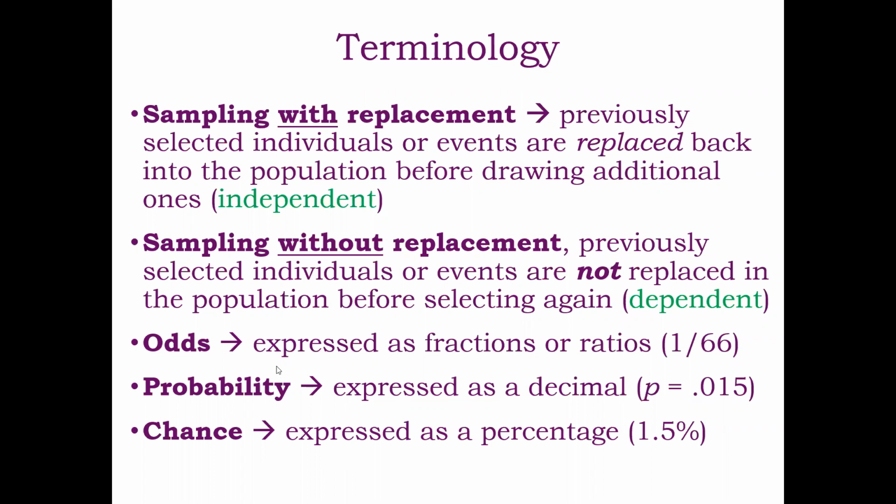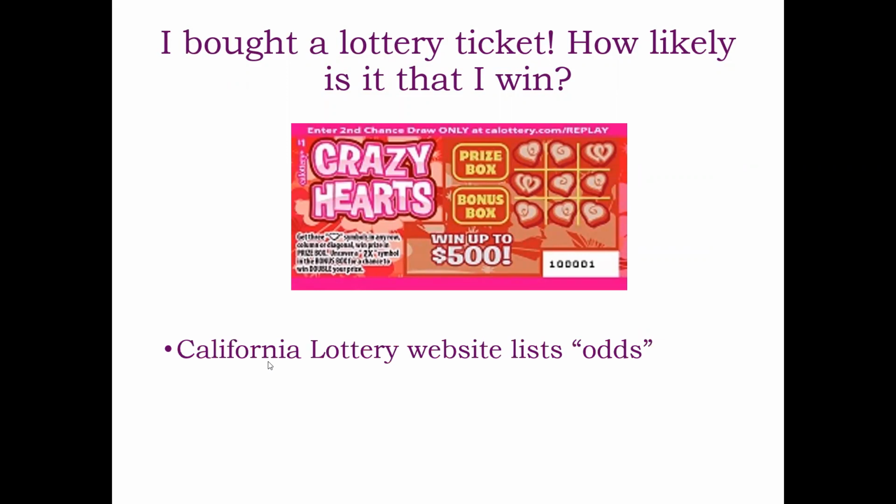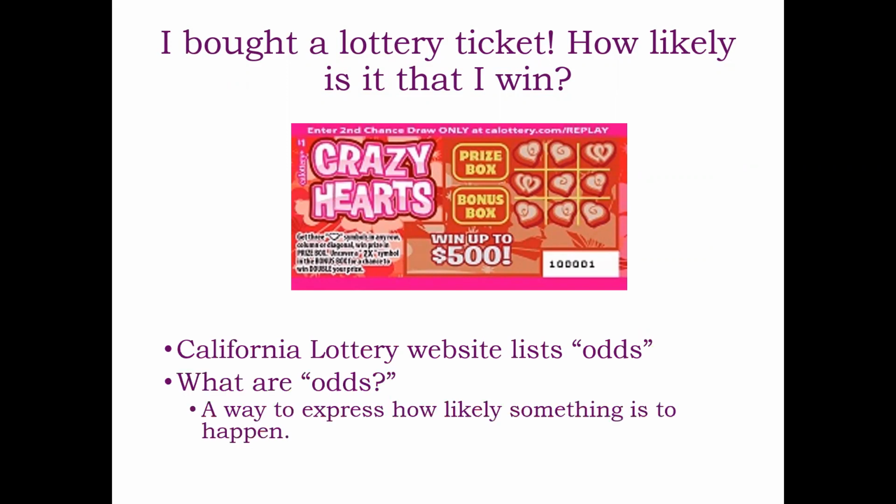So let's walk through an example that I got from an older professor that I really like. Say I bought a scratch-off lottery ticket. How likely is it that I win? The California Lottery website lists the odds. In many tickets, you can also just flip them over and it'll have the odds. These odds are a way to express how likely it is to win a ticket. Most of us don't fully understand that, so for your benefit and to demonstrate the principles, we are going to walk through it.